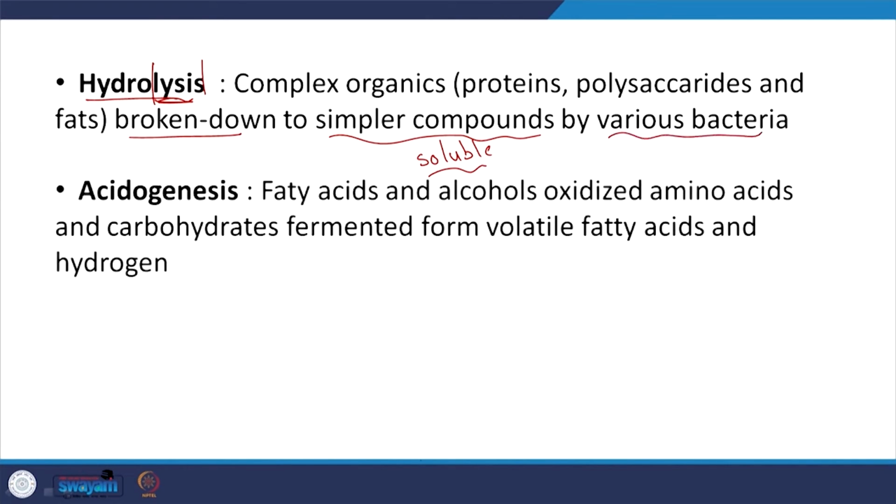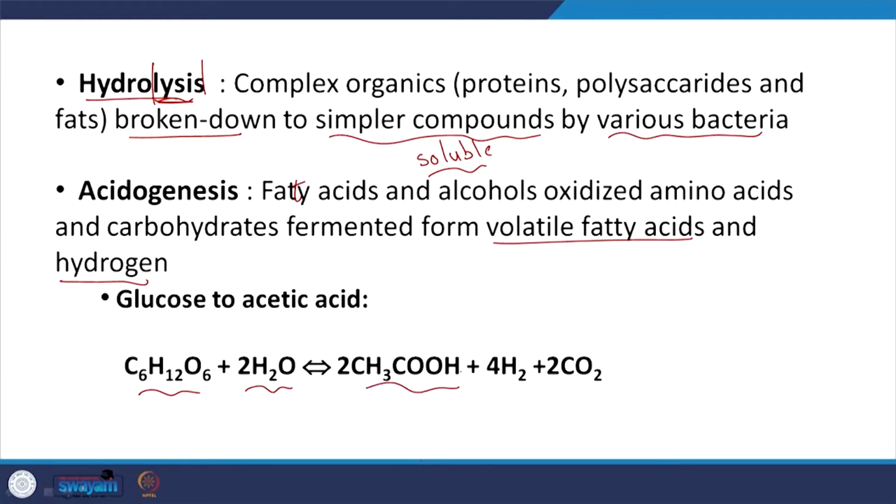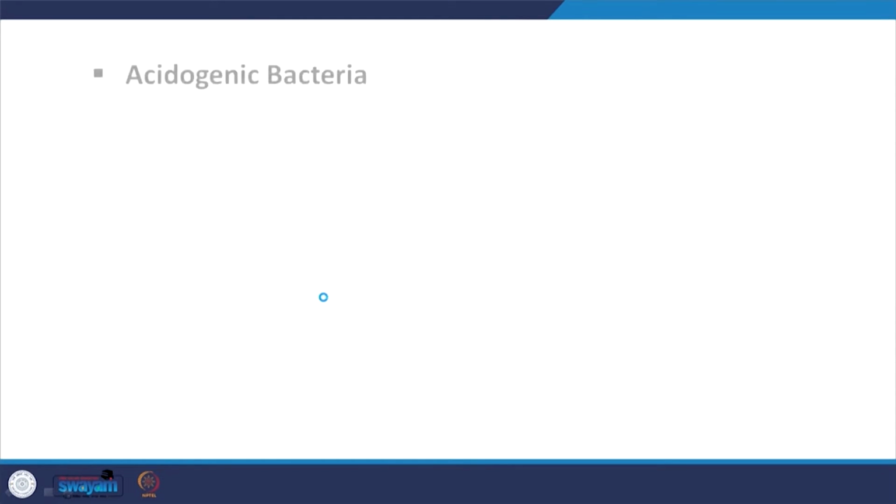And acidogenesis, what do we have? Fatty acids and alcohols are oxidized, and amino acids and carbohydrates are fermented to form volatile fatty acids and hydrogen, right. For example, glucose to acetic acid, this is one particular example, but this is directly with respect to acetic acid formation. We could have chosen a better example too, we will come back to that. And then the other one is how is this done?